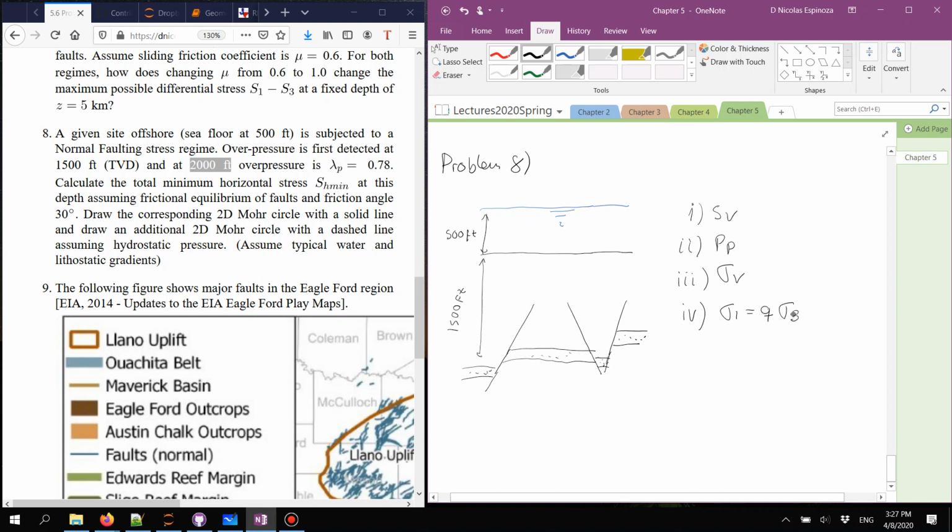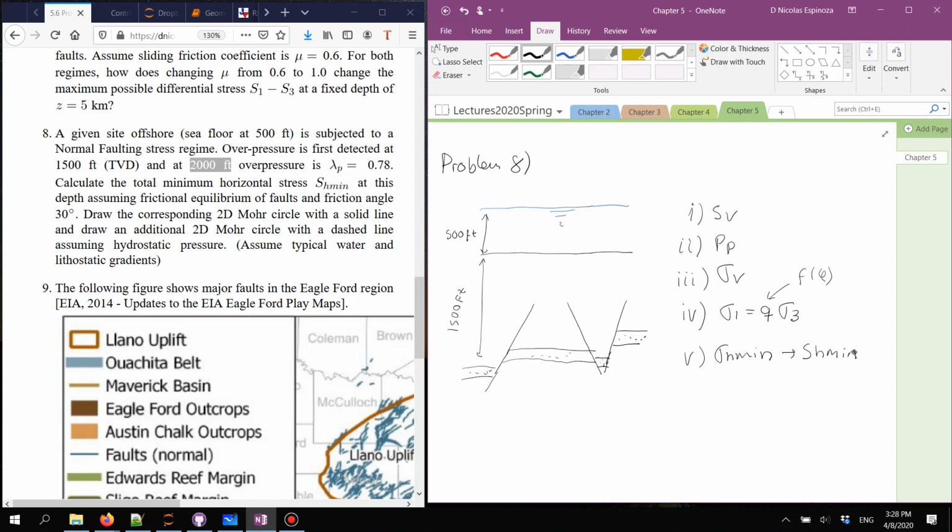I'm not going to tell you in this case which one is sigma 1 and which one is sigma 3, but I hope that you recognize that quite easily, where Q is going to depend on the friction angle, as you know. And after you compute the value, in this case, of sigma h min, and since you know the pore pressure, you're going to be able to calculate the total horizontal stress, the minimum total horizontal stress at this depth.